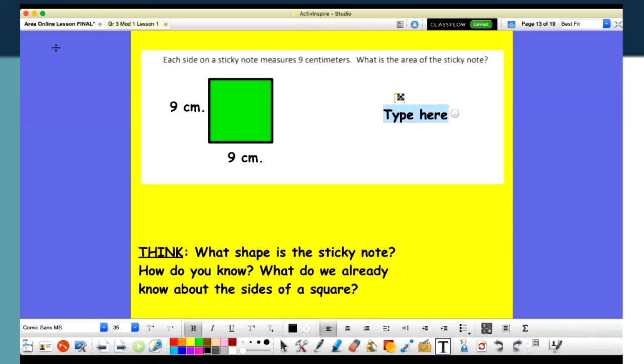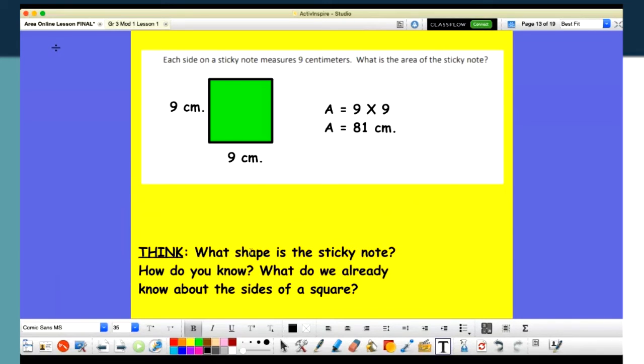So I know that A, in this case, would equal 9 times 9. And I know that 9 times 9 is 81. So the area of the sticky note would be 81 centimeters. And don't forget to put in your unit of measurement as well.